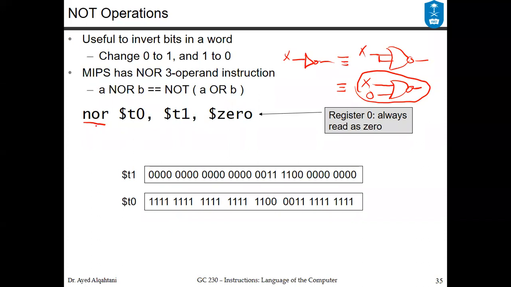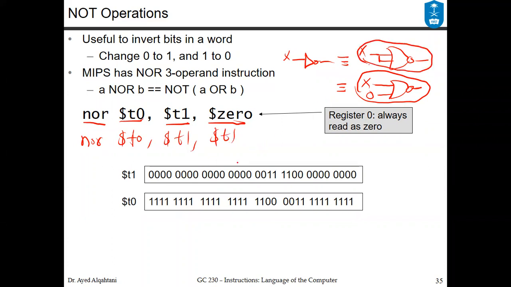So what we did is we said NOR T1 with the register 0, and then we put the result in T0. This would work as well if we say NOR T0, T1, and we repeated T1, meaning that you are doing this implementation. However, we have a 0 register that has a constant 0, so it's good to use something that's already there.